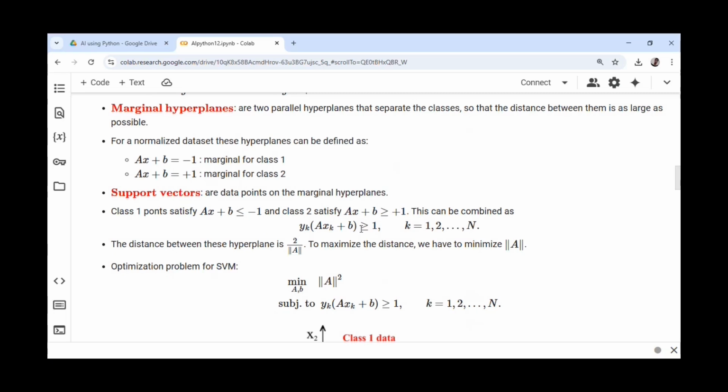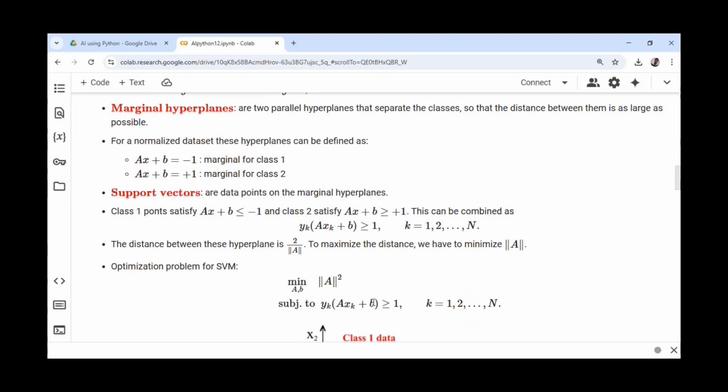We have yk(ax + b) equal to 1 in the case of a support vector, and for all other points it will be strictly greater than 1. And here the distance between these hyperplanes will be equal to 2 divided by the norm of A. Therefore, in order to maximize the distance, we have to minimize the norm of A. This leads to the optimization problem for SVMs: to find the parameters of the separating hyperplane, A and b, such that the norm of A is minimized, subject to yk(ax + b) greater than or equal to 1. So this condition basically implies that the data points in both classes will be separated.